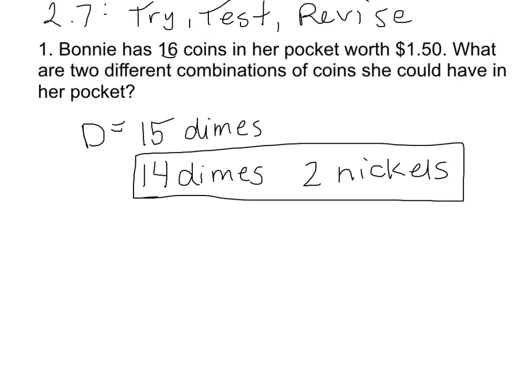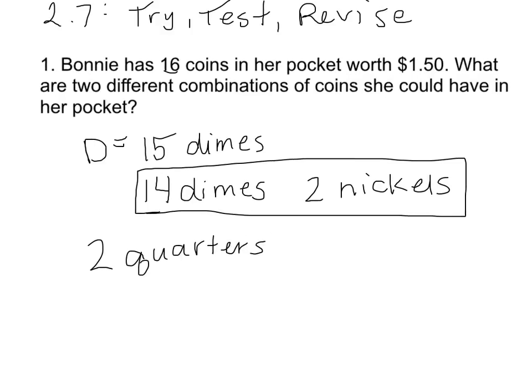Let's say I start with 2 quarters. Okay. Then to my 2 quarters, which add up to 50 cents, let's say I added 6 dimes. Why not? 6 dimes would be 60 cents. So now I have $1.10 if I add 50 and 60 together. I still need 40 cents.